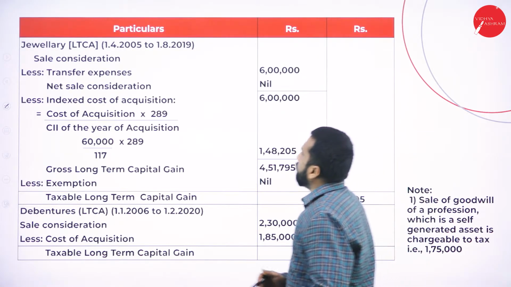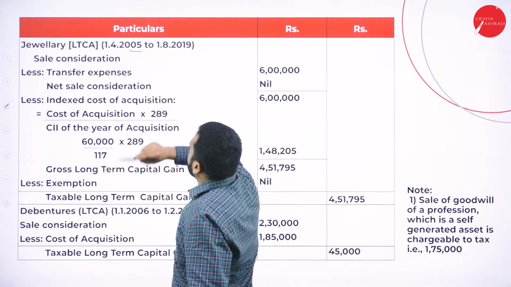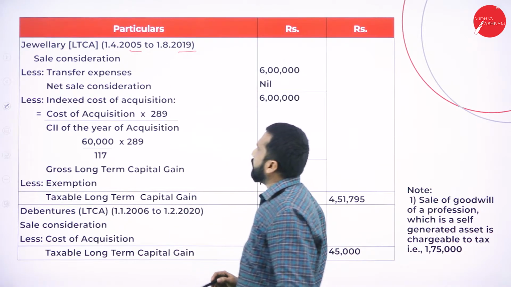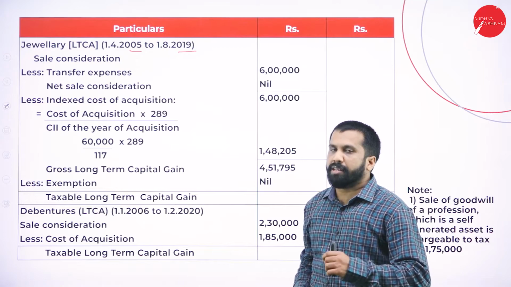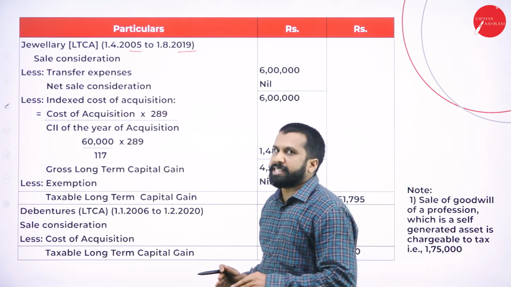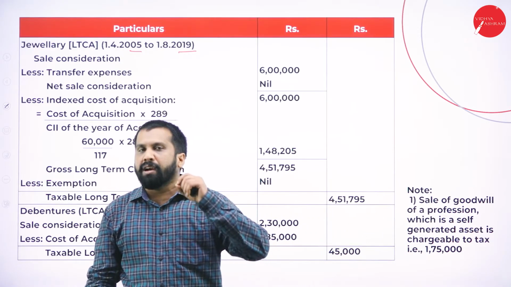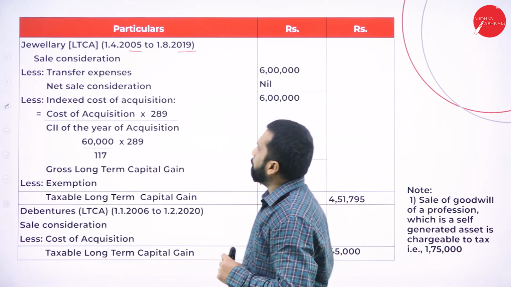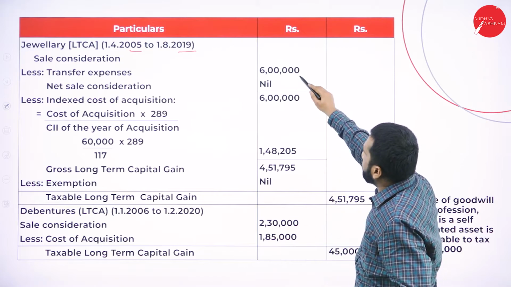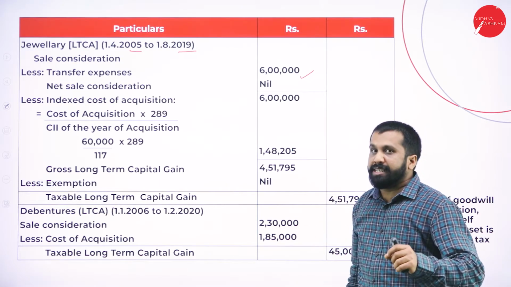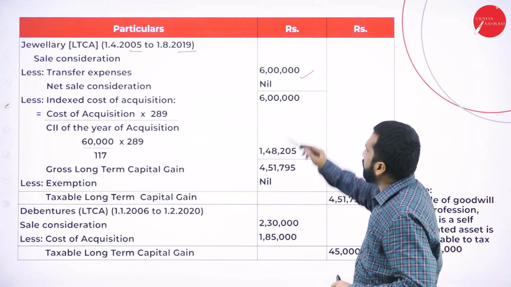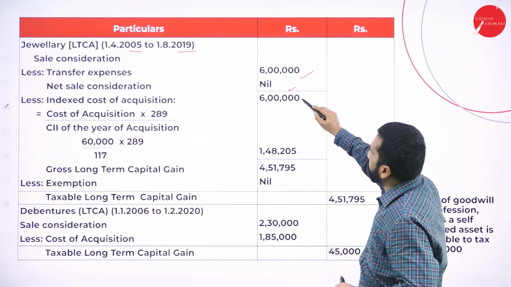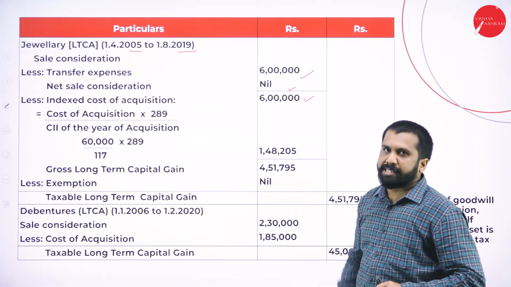Jewelry. So, 2005 it was purchased and 2019 it is sold. Clear? So, we can't sell before 19. Why? Because all the problems you are doing are for 19 and 20. Now, sale consideration is 6 lakh. Done. Is there any commission paid? No. It is nil. Your indexation cost of acquisition, 6 lakh.